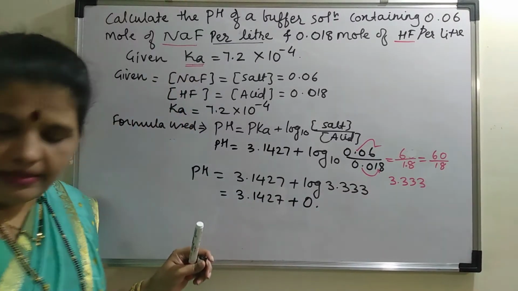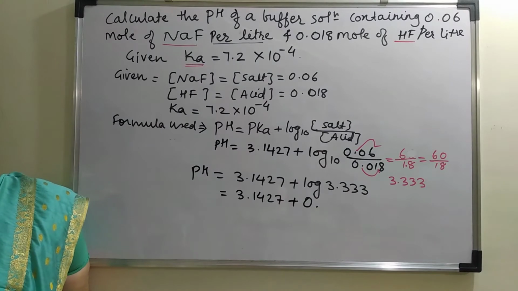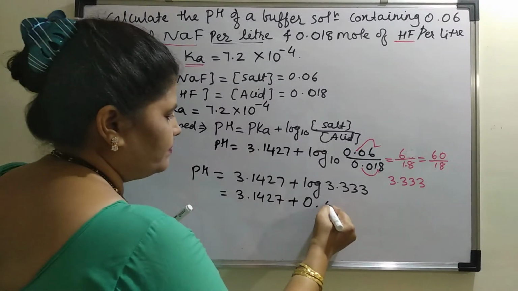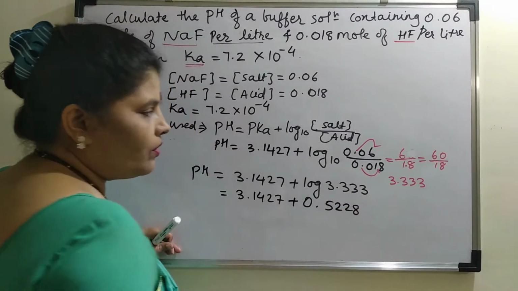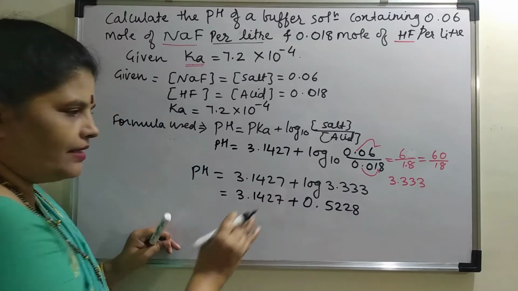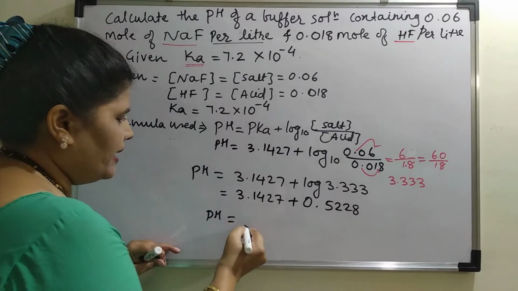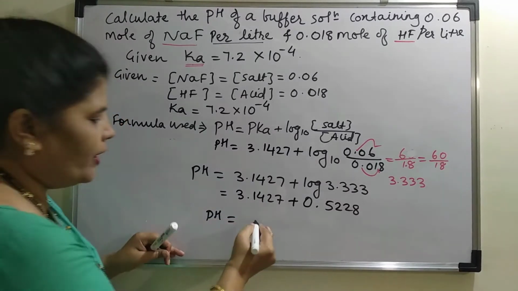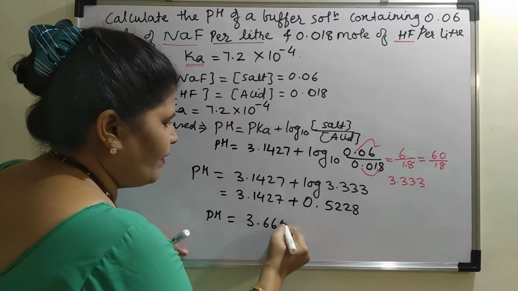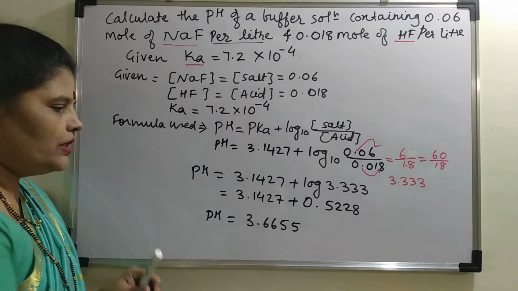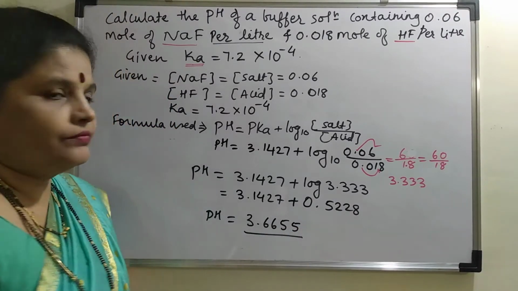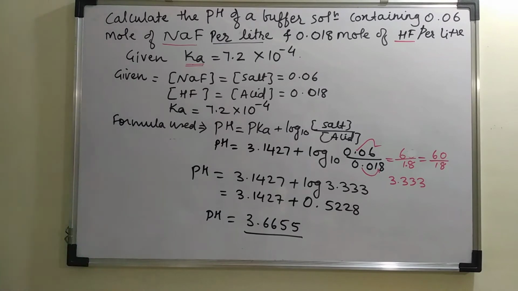How much is that? Let us refer to the logbook. It is 0.5228. No anti-log, only the log value. Simply add the two values. So here the answer is pH is equal to, how much do you get? 3.6655. So this is the answer. Let us see the next problem.